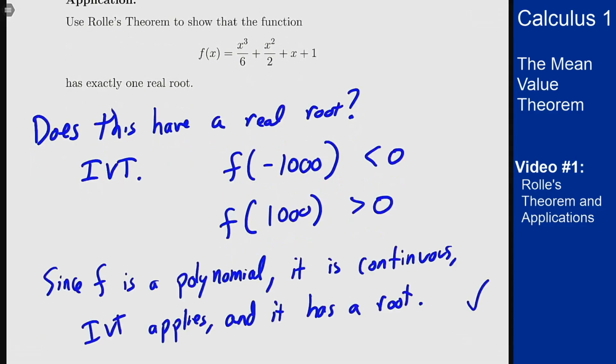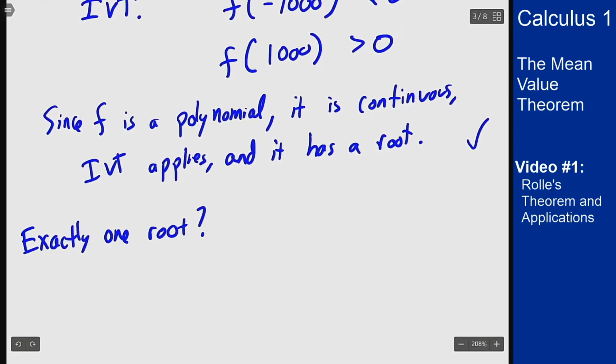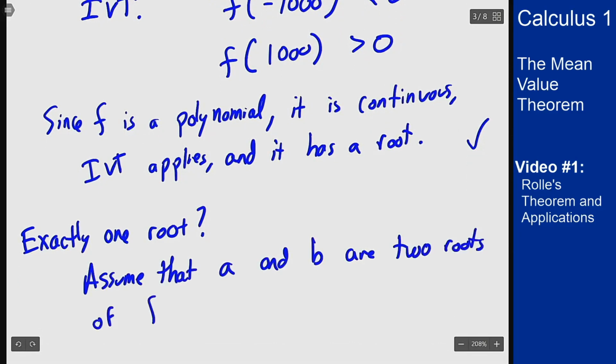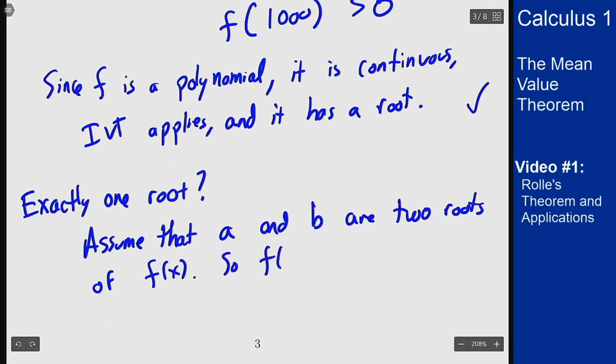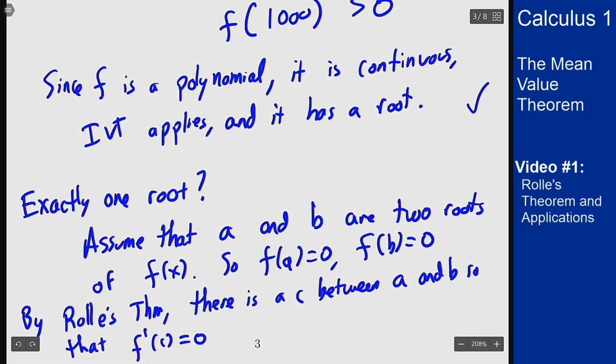Now, what about having exactly one root? Well, to do this, we're going to assume that it has two. So assume that a and b are two roots of f of x. So there are two numbers where f of x equals 0. So f of a equals 0 and f of b equals 0. So by Rolle's theorem, it's a polynomial, so it's continuous, it's differentiable everywhere. So by Rolle's theorem, there is a c between a and b, so that f prime of c equals 0.